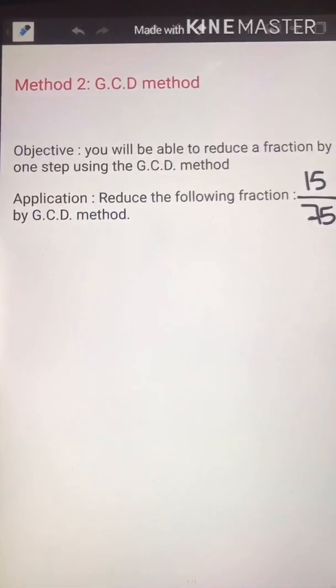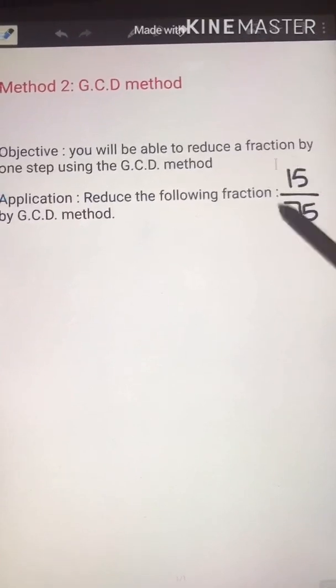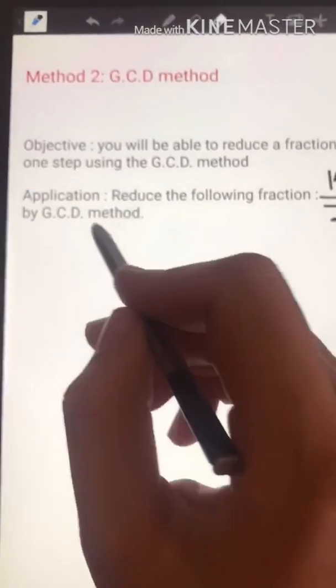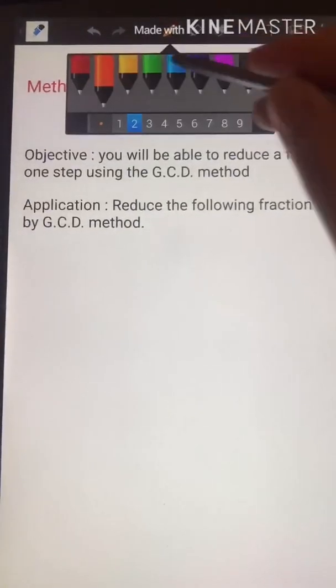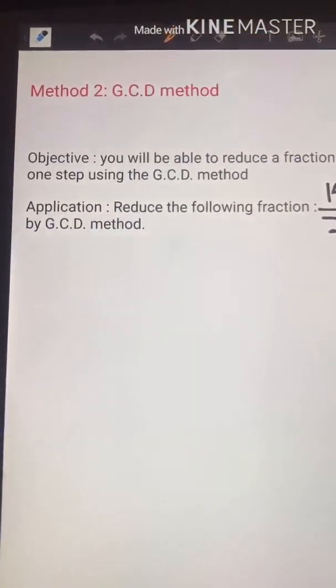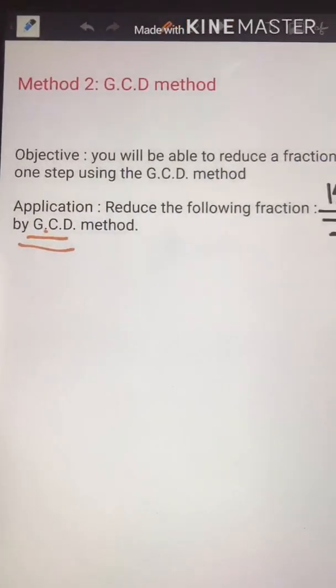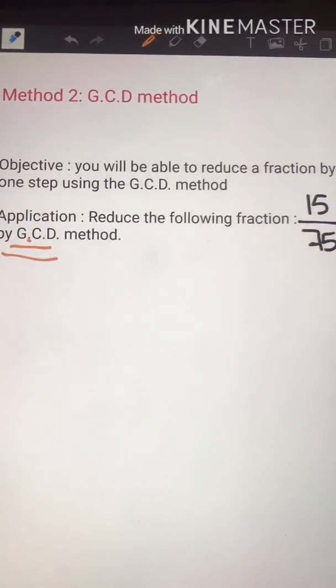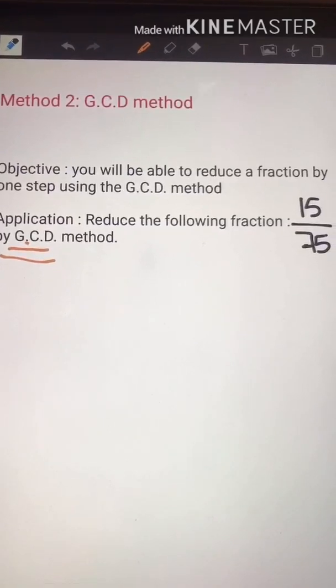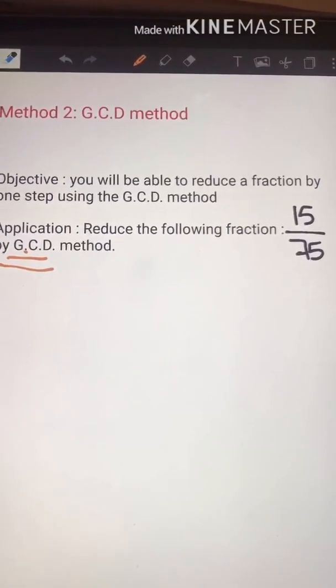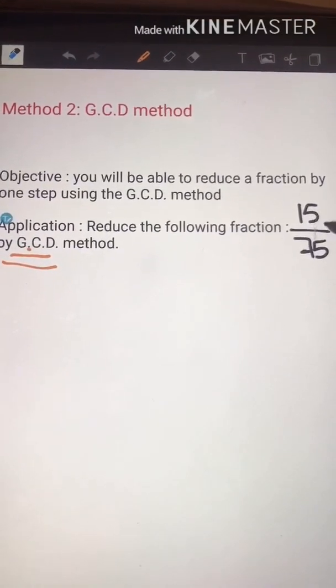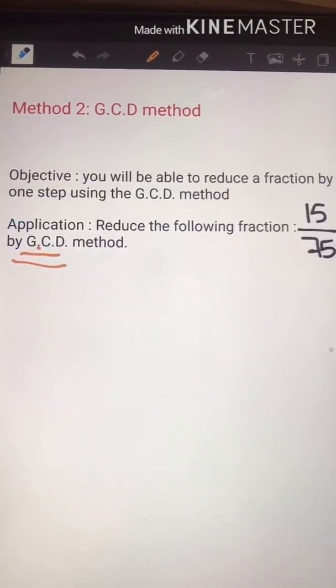Okay, as we said, I want to reduce this fraction by the GCD method. If I want to reduce it by the GCD method, what's the meaning of GCD? GCD means greatest common divisor. I have to find the greatest divisor that these two numbers are divisible by.